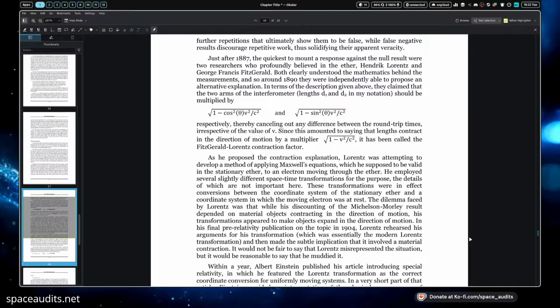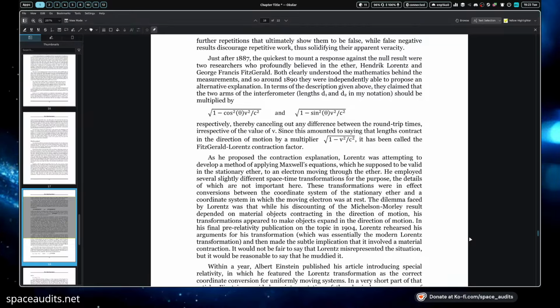As he proposed the contraction explanation, yeah? You see that velocity over there? Mm-hmm. You just fudge it. Oh, you have to fudge it. You have to fudge it hard in there, and then maybe even average it when you're fudging it.